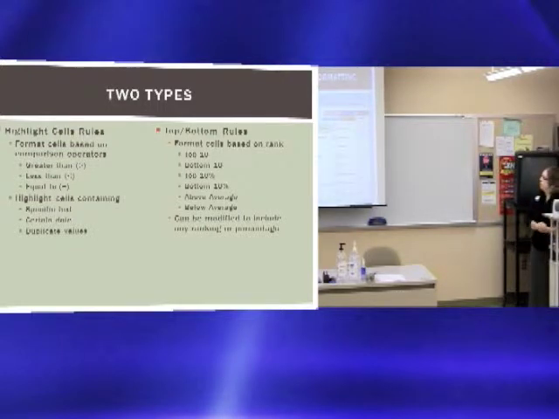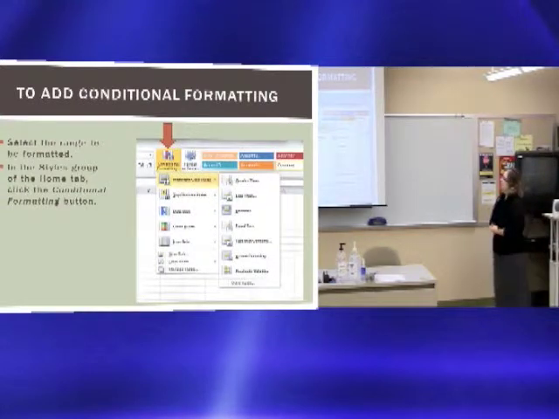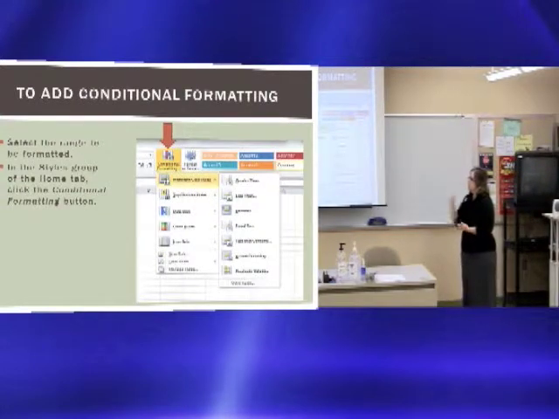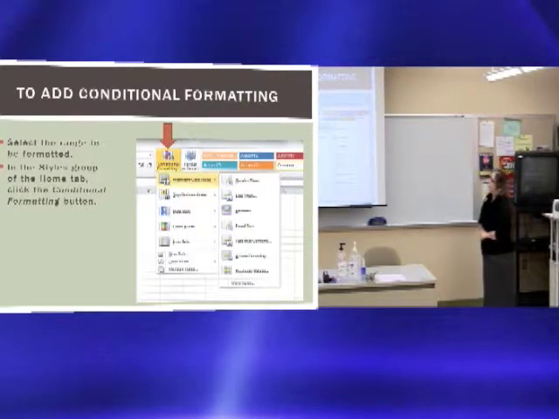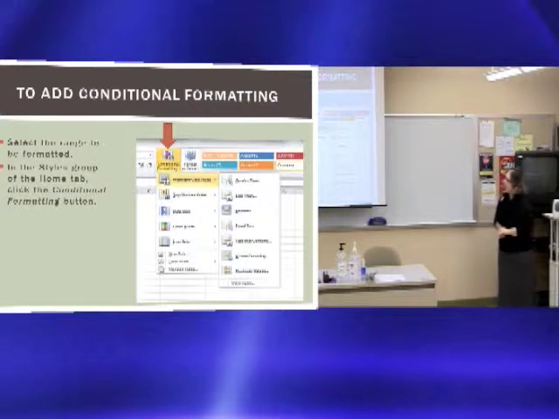To add conditional formatting, notice the thing a little bit different about conditional formatting is that you do have to select the range for this one. The other ones, we just kind of chose a cell that had a number in it somewhere, and we could do what we wanted to do. But with conditional formatting, you do have to select the range first. Under the Home tab, Styles group, click the Conditional Formatting button.